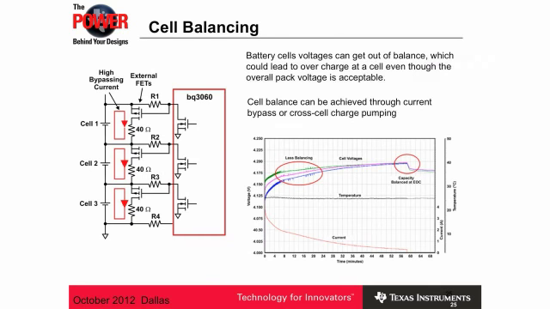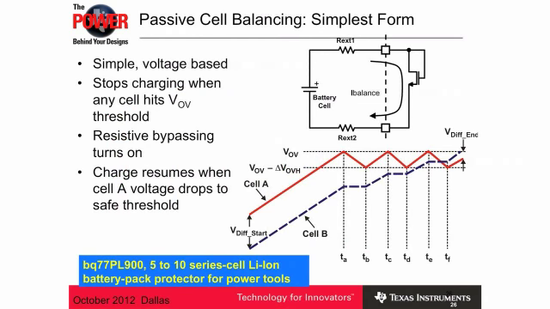There's an even simpler approach that's used in some of our protectors. Simple voltage-based balancing. It just simply operates with a comparator that senses when any cell is too high. When any cell is too high, we turn off the charger and we don't resume it again until that high cell comes down to a safe level. So you start to get this pattern where they all start to come together. Now, that doesn't really require any firmware in that case.